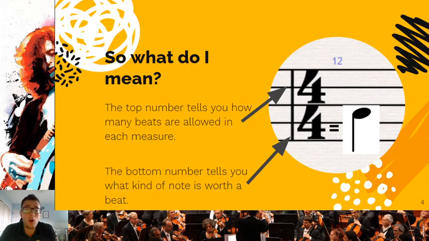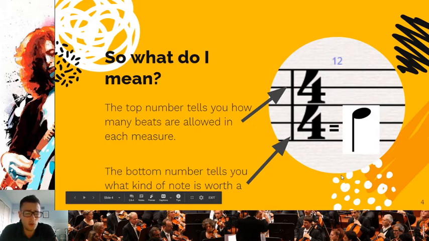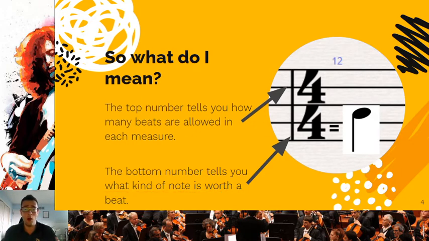The bottom number is a little bit weird, and the only number that you really need to know about right now is the bottom number of 4. And what the bottom number of 4 tells you is that a quarter note, like I have here, is worth 1 beat. This is what we do most frequently in music, so this should be nothing new. We're just putting a name to it now.